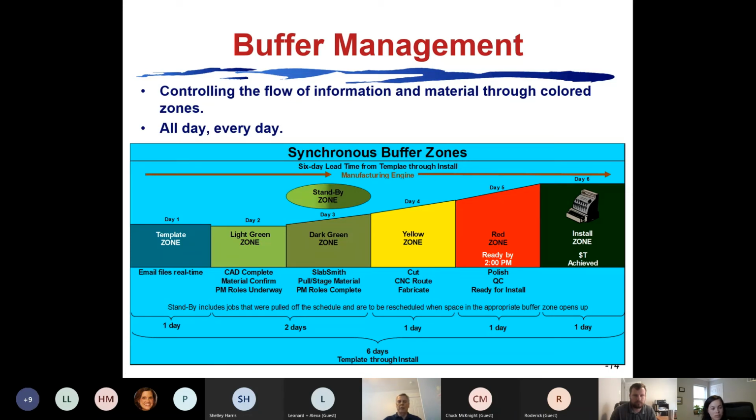And we manage those buffers all day, every day. We do buffer management meetings in the morning, typically about 9 a.m. local time, but the process is managing those zones all day, every day.